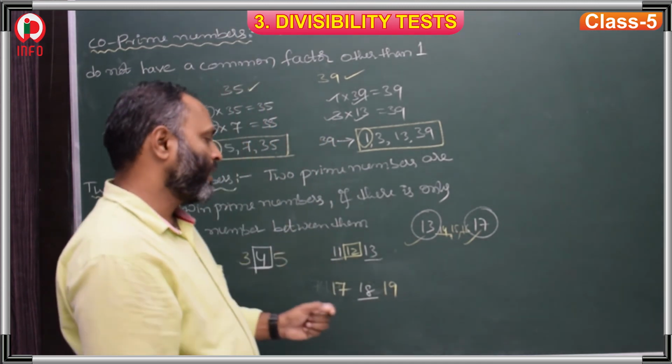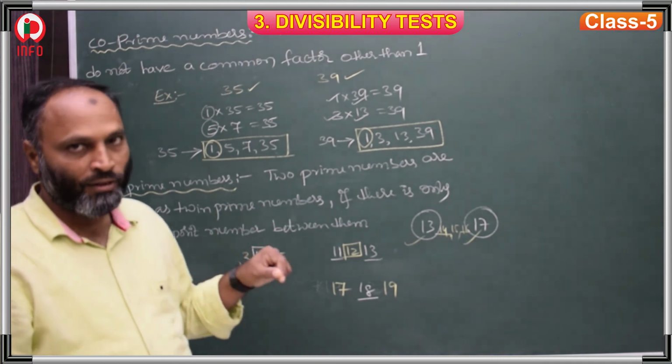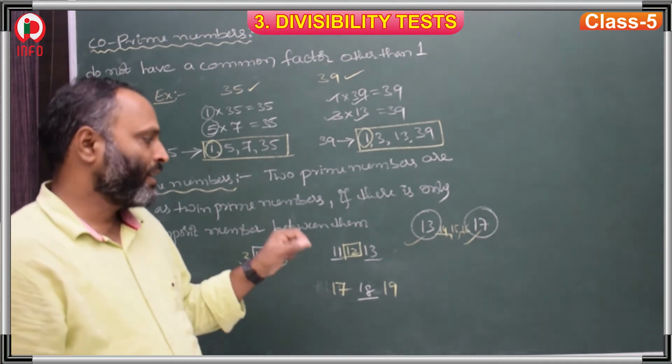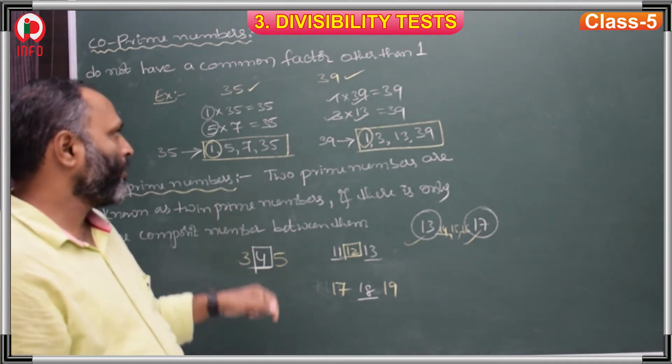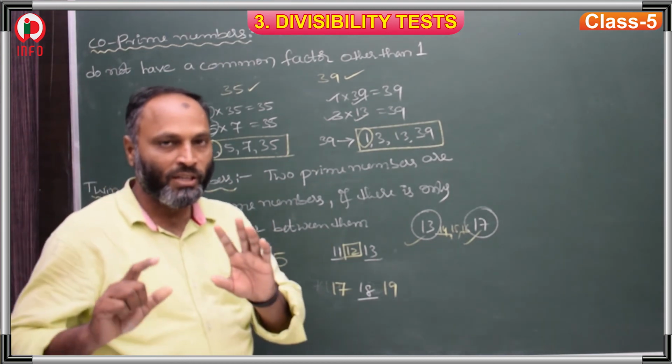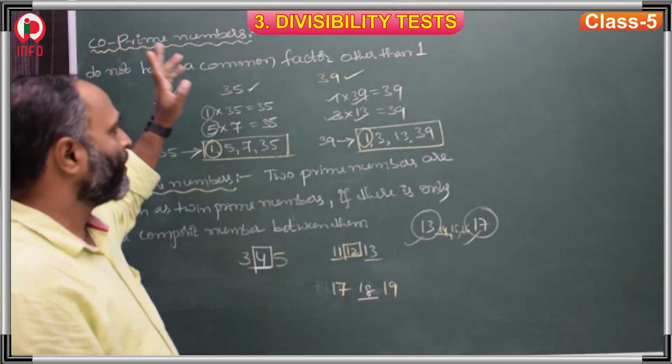Twin prime numbers are the numbers which have one composite number between them. That type of numbers are called twin prime numbers. This is the difference between twin prime numbers and co-prime numbers.